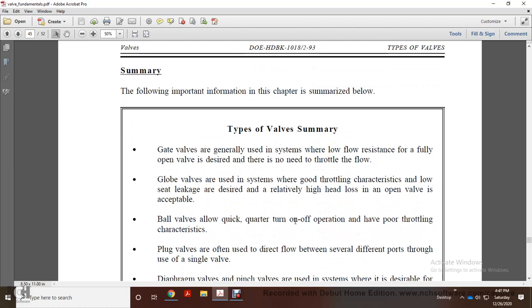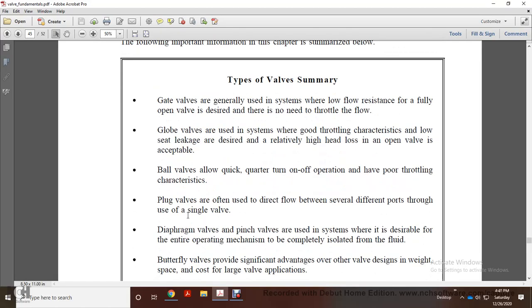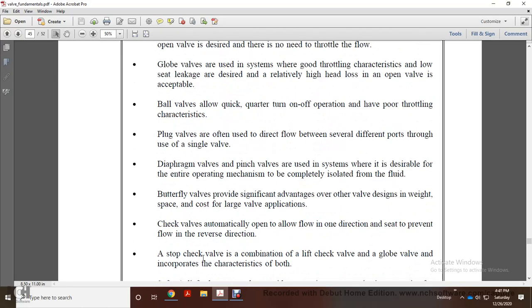Ball valves are quick and quarter-turn on and off in operation and have poor throttling characteristics. Plug valves are used to direct flow between several different ports through the use of a single valve. Diaphragm valves and pinch valves are used in systems where it is desired for the entire operating mechanism to be completely isolated from the liquid. Butterfly valves provide significant advantages over other valve designs in weight, space, and cost for large valve applications.